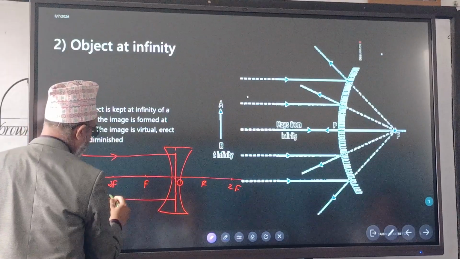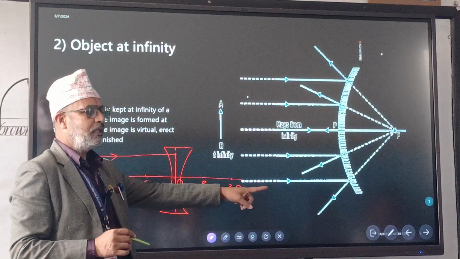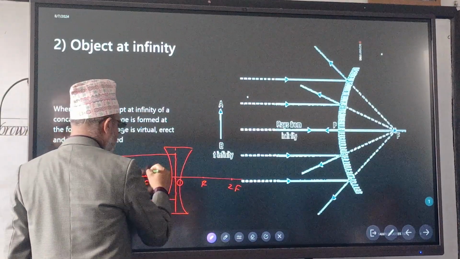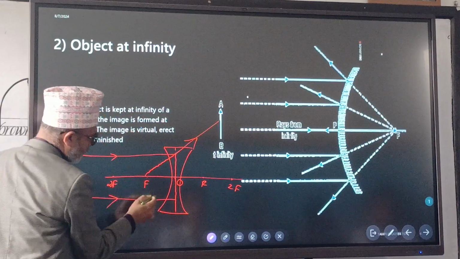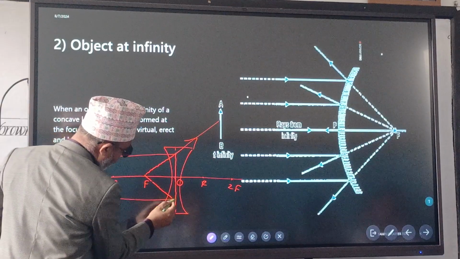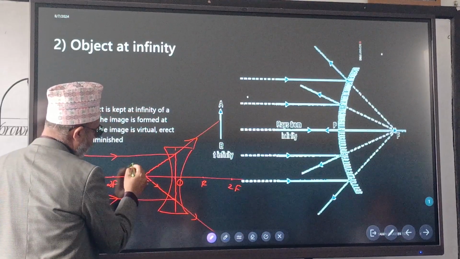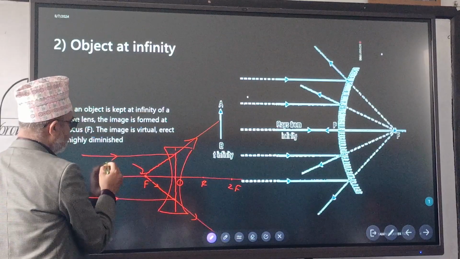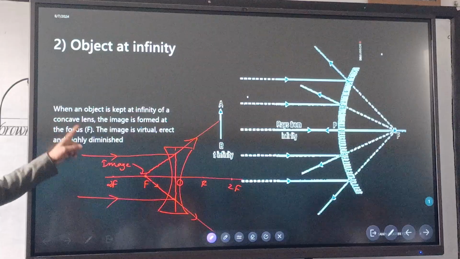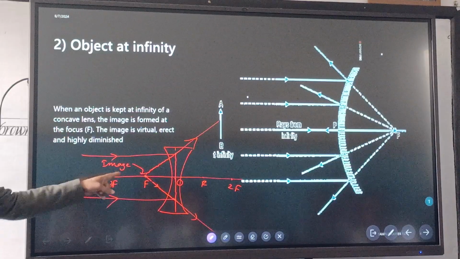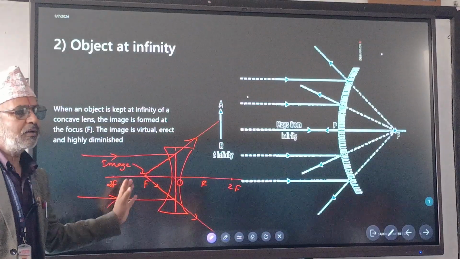Infinity means far, very far away. How many rays of light are coming? 2. So this ray of light cannot go to the next side, but here to here join with a straight line, diverging or not? Here also. Where are they meeting? At F or not? So what is this? Image. When the object lies at infinity, where is the image formed? At focus, in front of the lens, not behind the lens, in front of the lens.